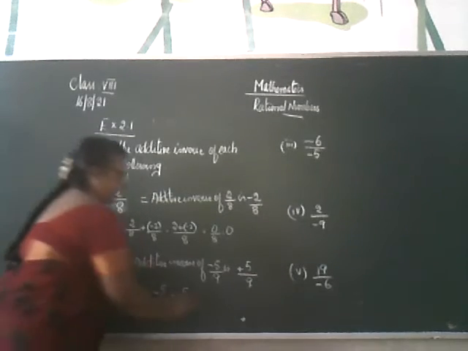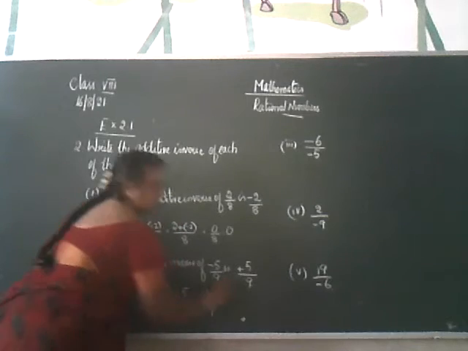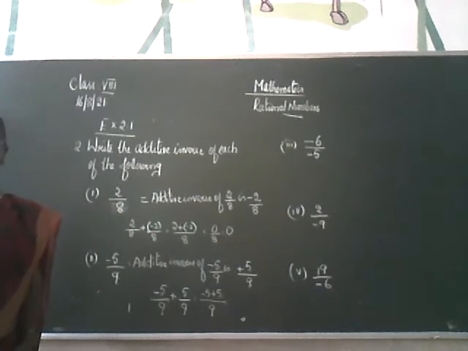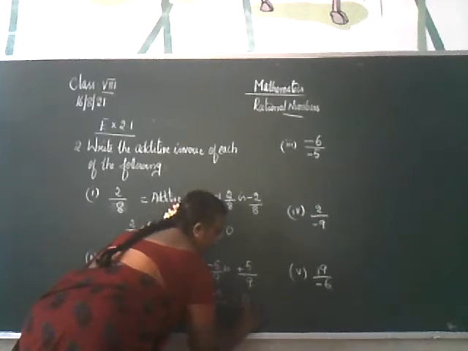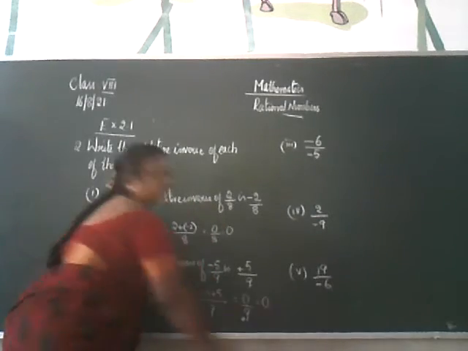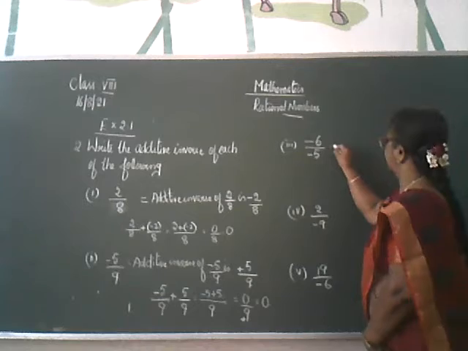Again, the denominator is same. Add the numerator. Minus 5 plus 5, two different signs. 5 minus 5 is 0. Okay, understood? Yes.